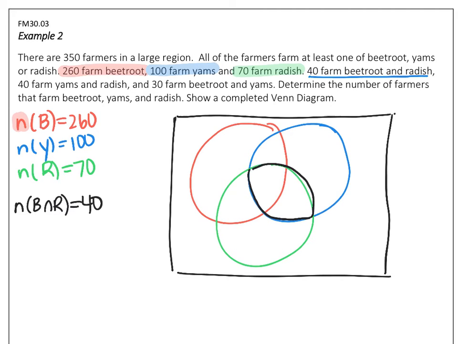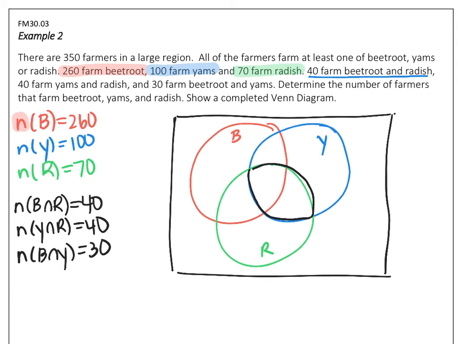There's 40 who farm yam and radish. I better put my letters in here. Beetroot, yam, and radish. There's 40 who farm yams and radish. So the number who farm yams and radish is 40. And the number who farm beetroot and yams is 30. And what I really want to know is what's in the middle there.